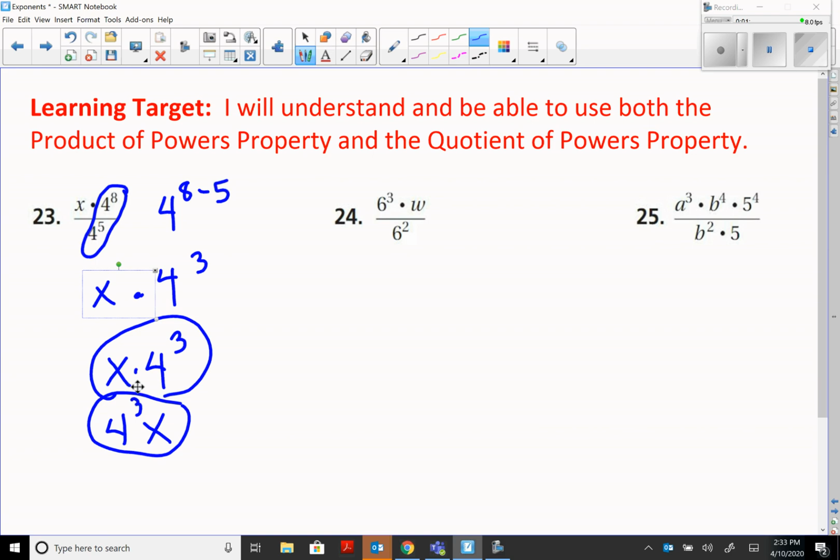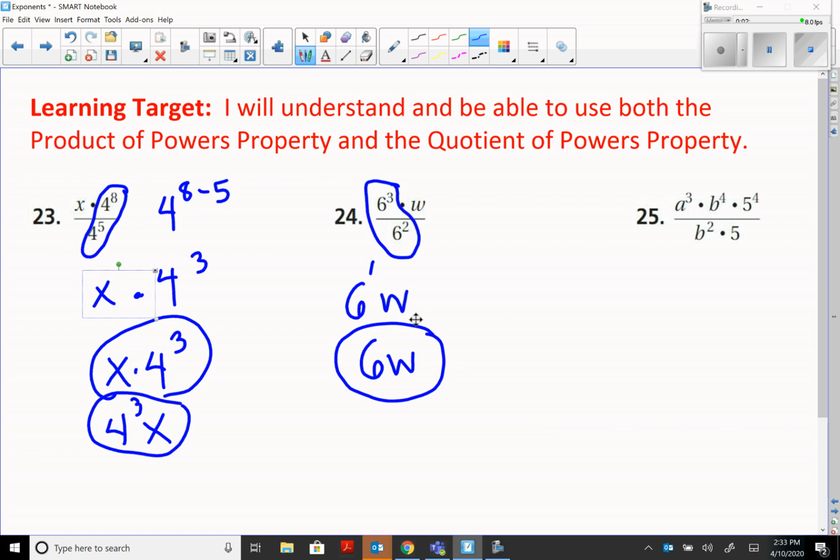All right, so now let's look at this one. Again, we can't use any of the properties with the 6 and the w because they don't have the same bases. But we can use the quotient of powers property on this one because they both have a base of 6 and we're dividing. So we can subtract the 3 minus 2 and get 6 to the 1st power times w. By the way, 6 to the 1st power is the same thing as just 6. So you would probably just leave it as 6w.